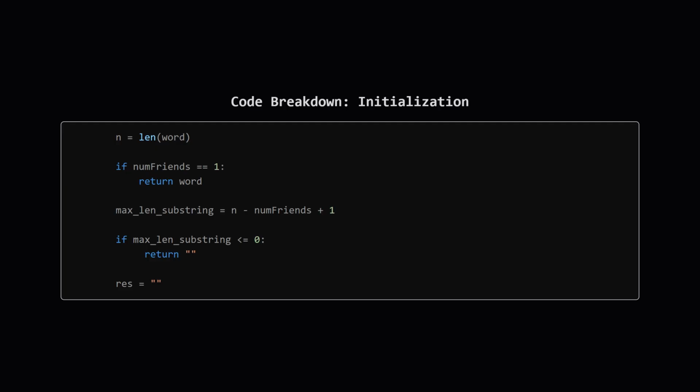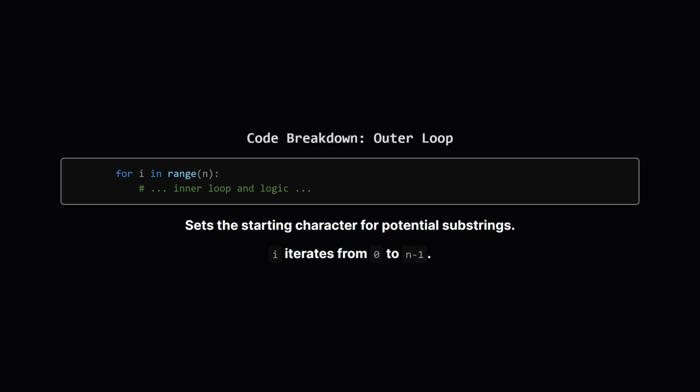Finally, res is initialized. This variable, which we can think of as result, will store the largest string we find as we go. We start it as an empty string. Now, we hit the first main loop. This loop, for i in range n, iterates through each possible starting position of a substring. The variable i will take on values from 0 up to n-1, covering every character in the word as a potential start of our target substring.